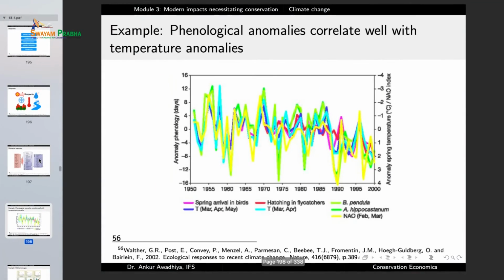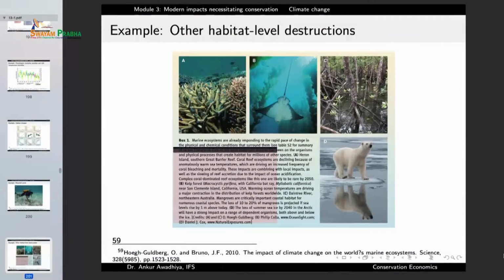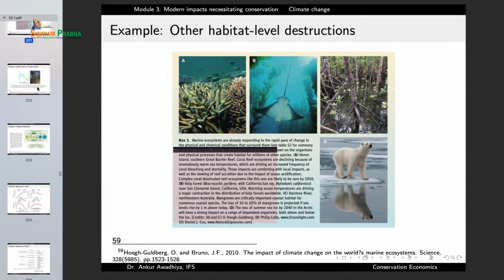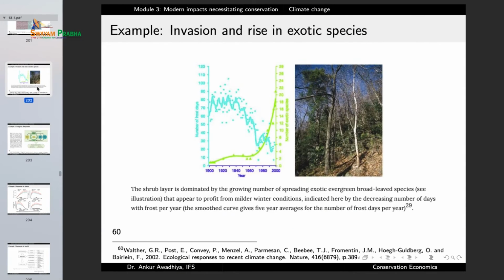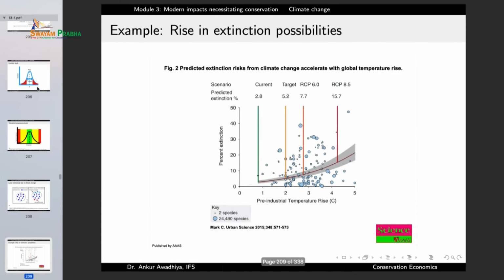Now, we looked at different biological responses, phenological anomalies. Essentially, climate change is impacting ecosystems in very big ways. We are finding that several organisms are being pushed towards the threat of extinction. The corals are bleaching, the kelps are dying out, and we are observing large scale habitat level destructions that will have impacts on several organisms. There is a rise in invasion of exotic species. So we looked at all these different factors.